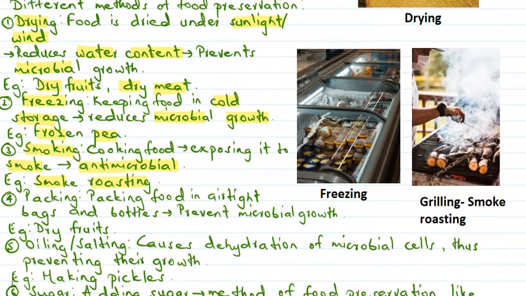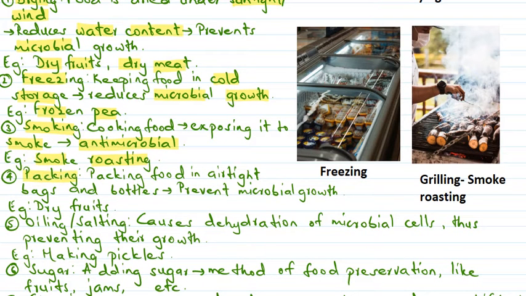Then the next method is packing. Here the food is packed in airtight bags and bottles. This prevents microbial growth. Food items like dry fruits, we often come across packed in airtight bottles or jars. Then the next method is oiling or salting. This method causes dehydration of microbial cells, and due to this microbial growth is again prevented. For example, making of pickles.